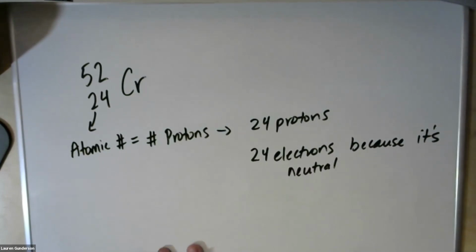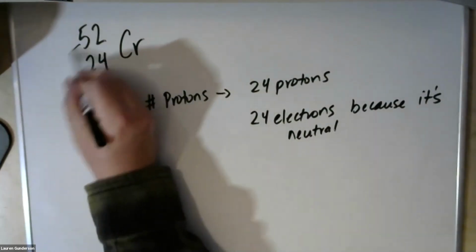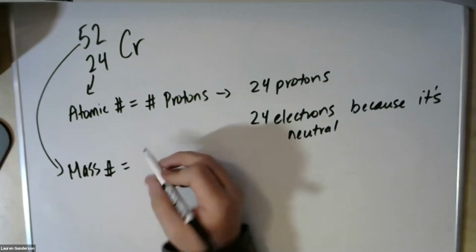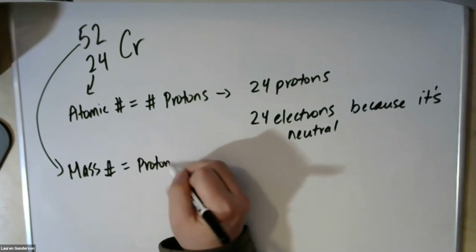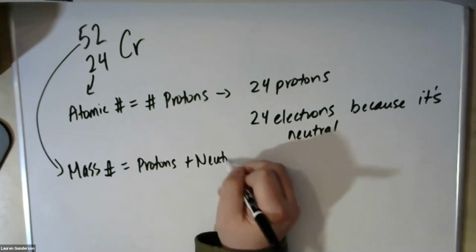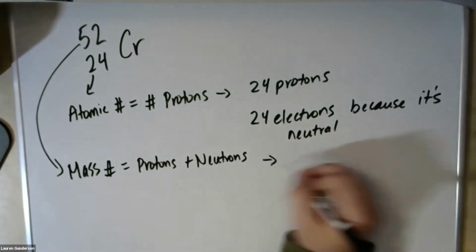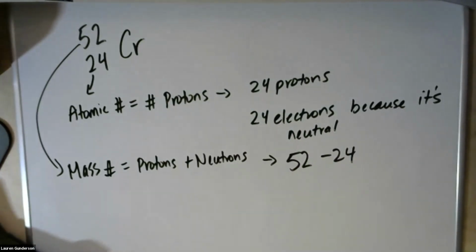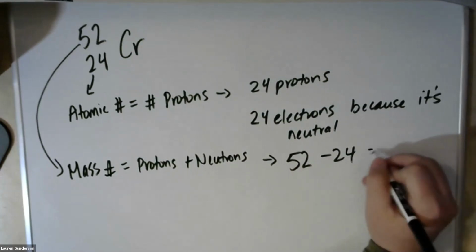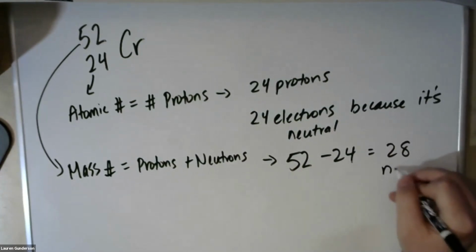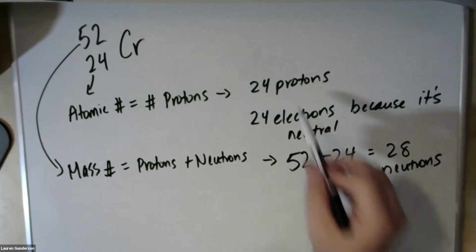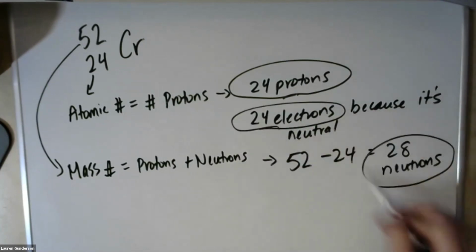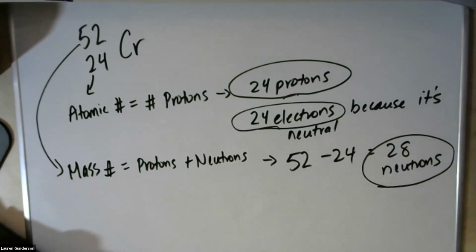Okay, now to find out the number of neutrons that are present, I'm going to use my mass number. So my mass number is my protons plus my neutrons. So if I take my mass number of 52 and I subtract my protons from that, I'm going to find the number of neutrons present. Okay, so I have 24 protons, 24 electrons, and 28 neutrons in the chromium 52.